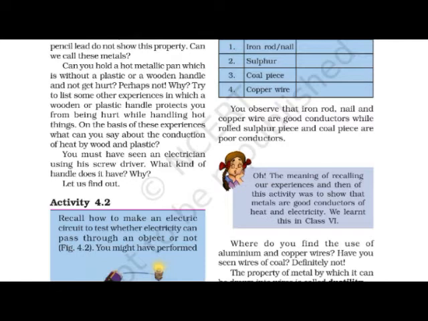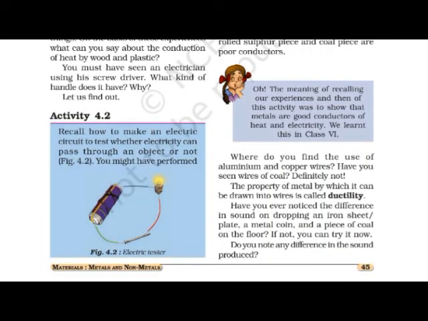From the previous activity that we saw in the last session, Activity 4.1, and the recent activity, Activity 4.2, we can understand that metals show physical properties like malleability, and from Activity 4.2 we understand that metals show another property, conductivity: metals are good conductors of heat and electricity. So this is one experience for us to understand what a poor conductor and a good conductor are.